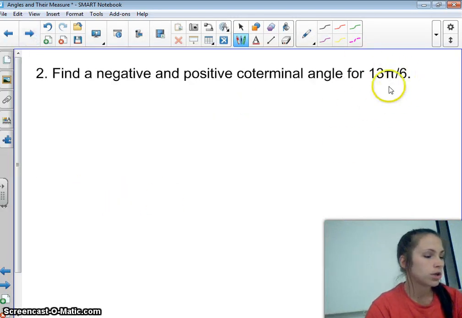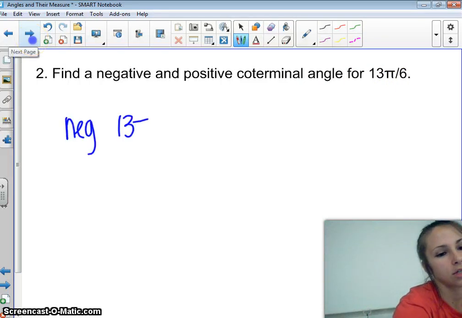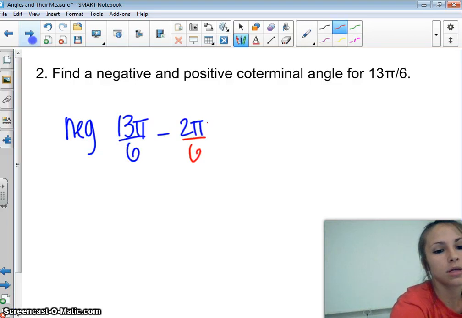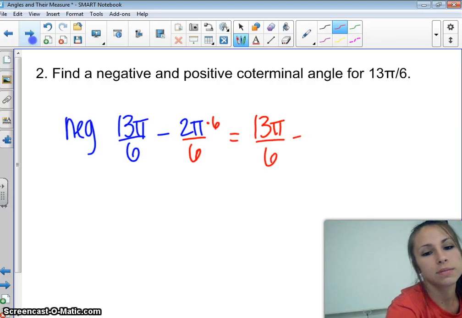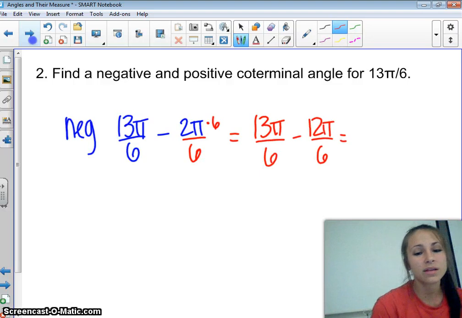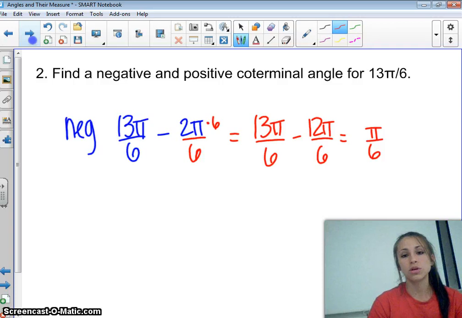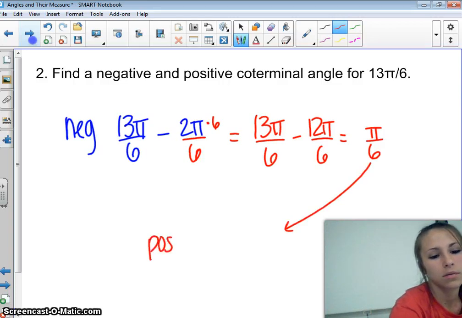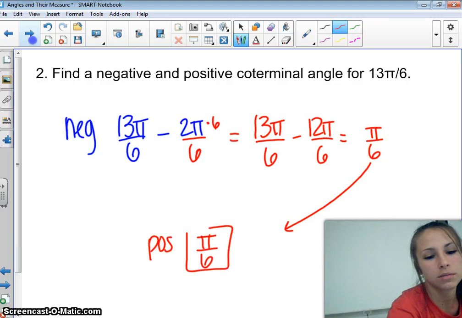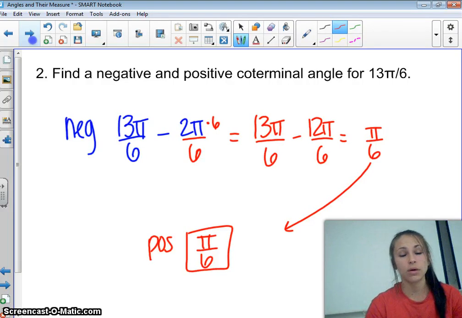All right, now I want to find one for 13 pi over 6. So to find a negative, I'm going to take 13 pi over 6, and I'm going to subtract 2 pi. And so if I get my common denominator, it's an ugly 6, this is going to give me 13 pi over 6 minus 12 pi over 6. And when I do that, that's just going to end up giving me pi over 6. Now, this is not a negative angle, so I'm not done. What I'm going to do is use this one as my positive. So a positive coterminal angle would be pi over 6. Or you could add 2 pi to 13 pi over 6 and get another positive one that way. Either way is fine.